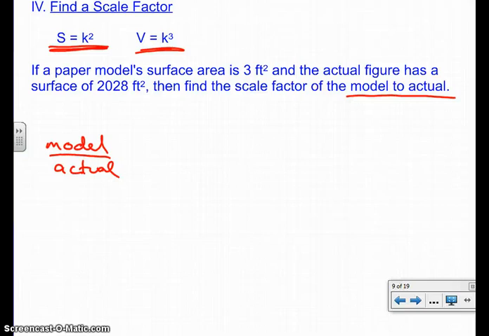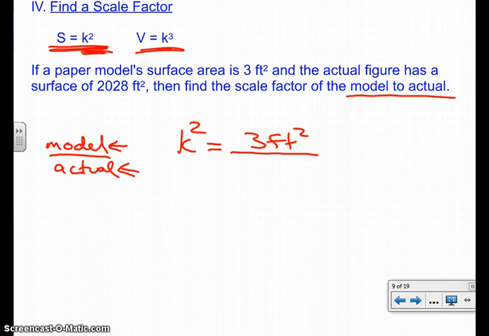So we know surface area right now. And so the scale factor that already was used here was the scale factor squared, right? So the scale factor squared is somewhere hidden in this information already given. So they've asked us to put model over actual, so that's what we do. The model surface area is what? 3 feet squared. So we put that here, 3 feet squared. And the actual surface area, 2,028 feet squared.